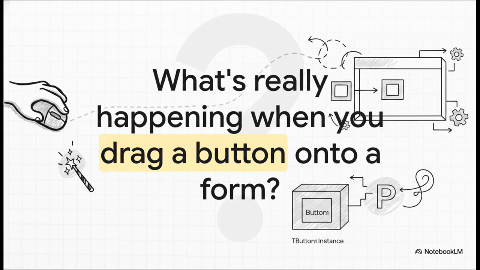Really think about that for a second. You go to the component palette, you grab a T button, and you just drop it on your form. And boom, it's there. It works. You can change its properties, give it code to run. It kind of feels like magic, right? But what's actually going on under the hood? What's the fundamental programming principle that makes all of that possible?